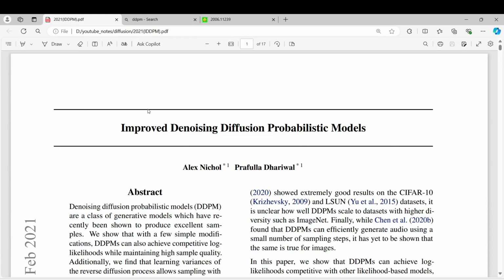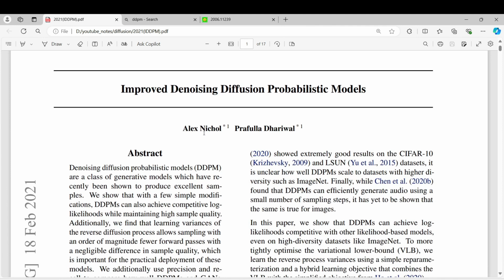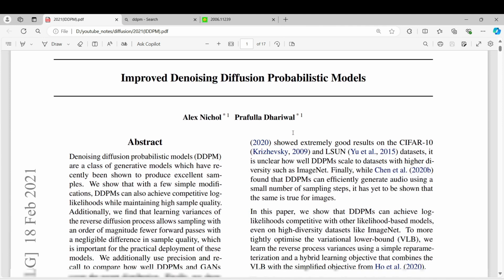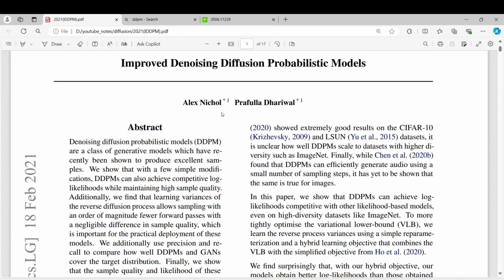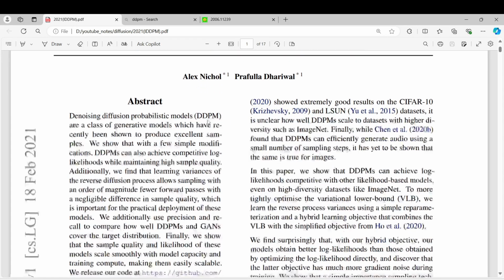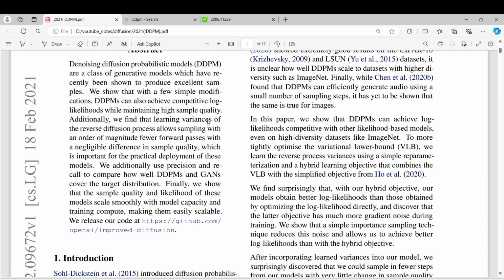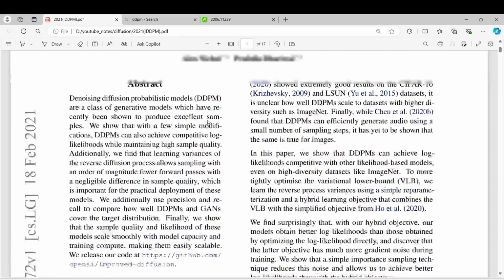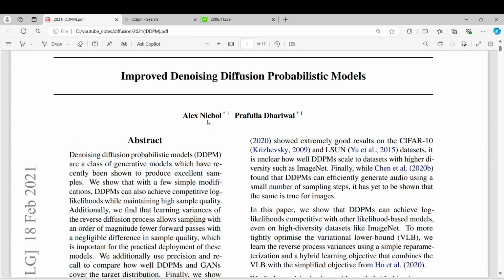We're going to look at this paper, and this is written by the guys from OpenAI. These two are doing phenomenally well in this domain, and they are publishing many research papers as well. So let's look at some of the abstract, the abstract part of it.